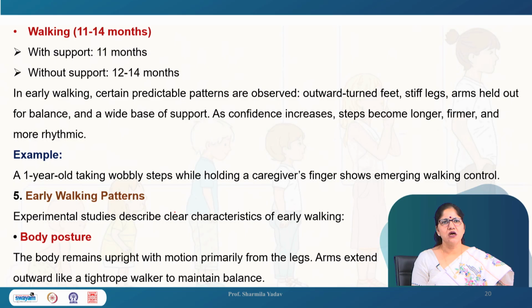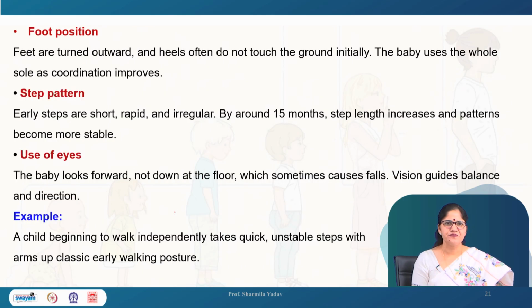Now next we will do early walking patterns. Experimental studies describe clear characteristics of early walking and body posture. The body remains upright with motion primarily from the legs. Arms extend outward like a tightrope walker to maintain balance. Foot position. Feet are turned outward and heels often do not touch the ground initially. The baby, you must have seen, uses the whole sole as coordination improves.